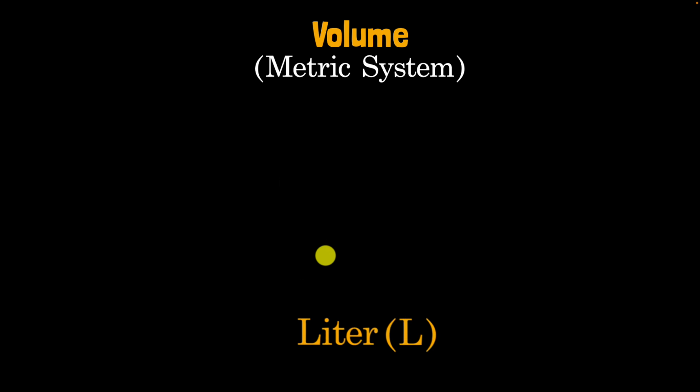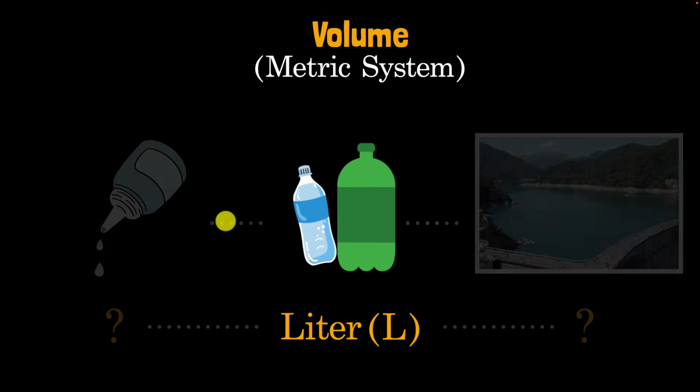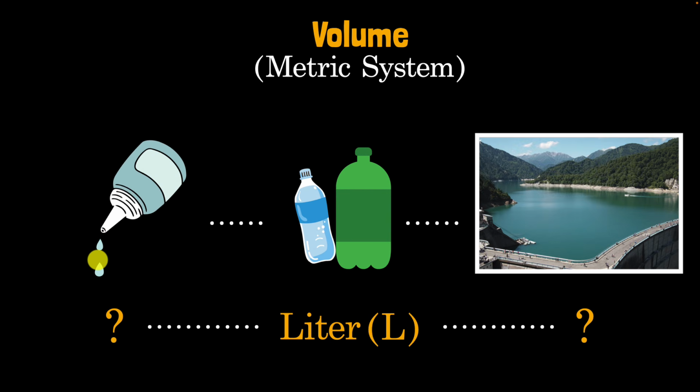Now, liters are great when you're measuring the amount of water or juice in a bottle, for example. But what if we are considering the volume of something extremely tiny, like drops of water? Or maybe something extremely big, like large bodies of water? What do we do then? Liters are inconvenient. But we already know what to do. We can multiply and divide our base unit by the powers of 10 to create bigger and smaller units.